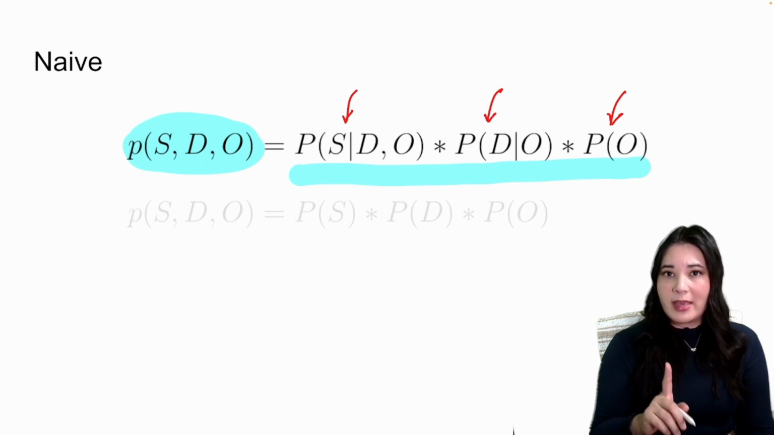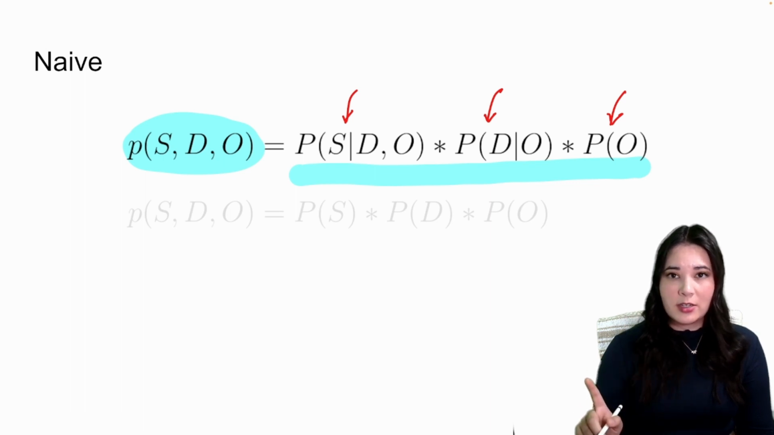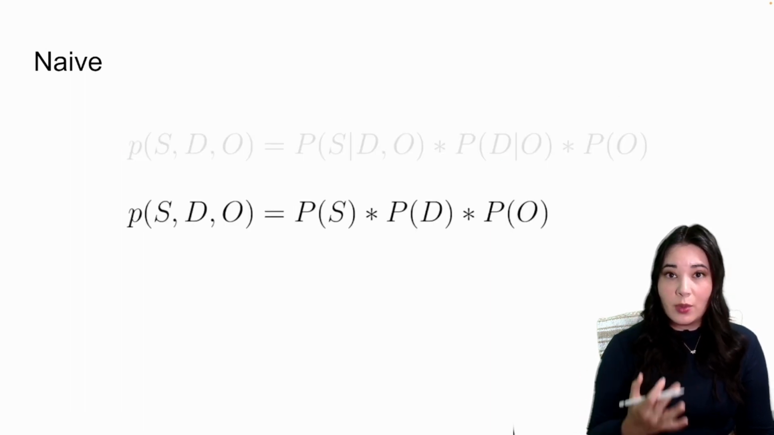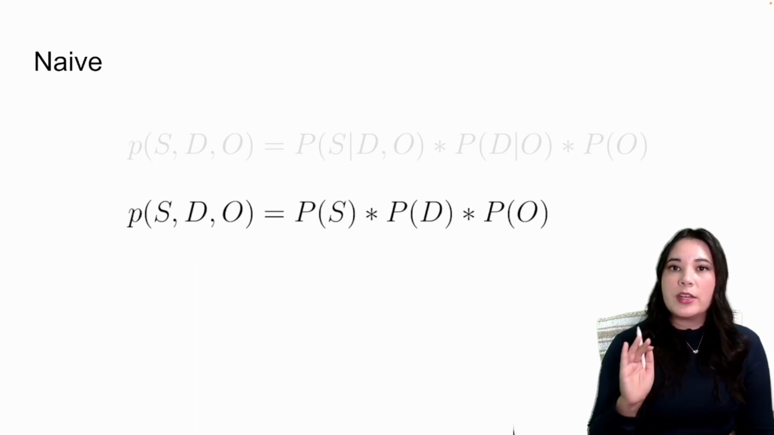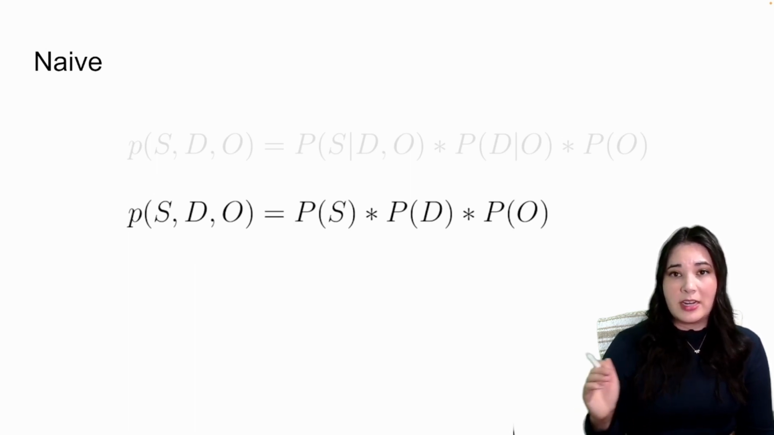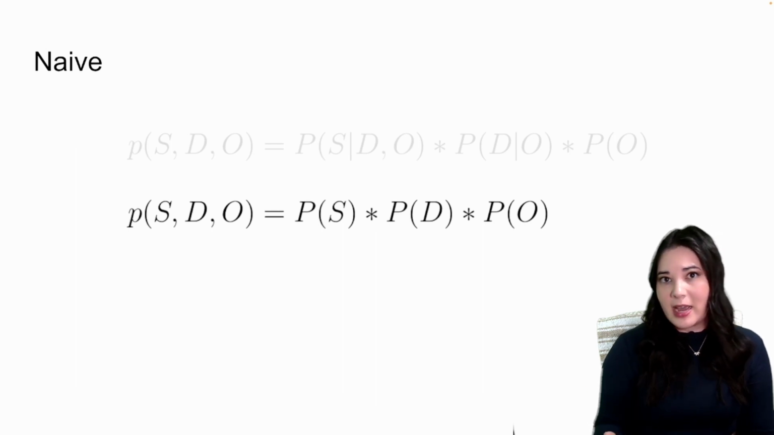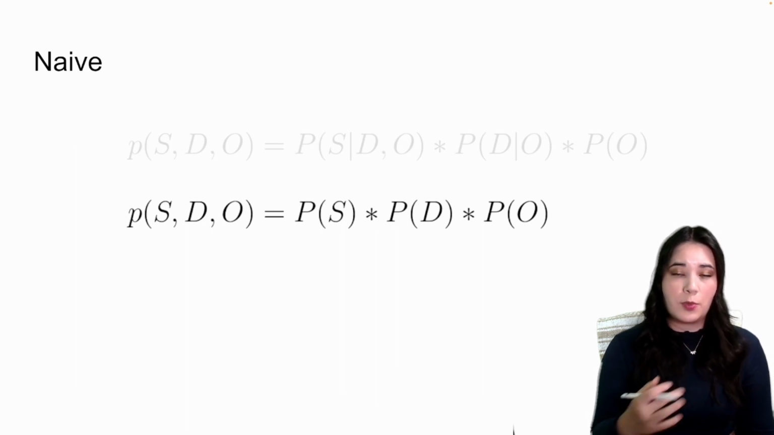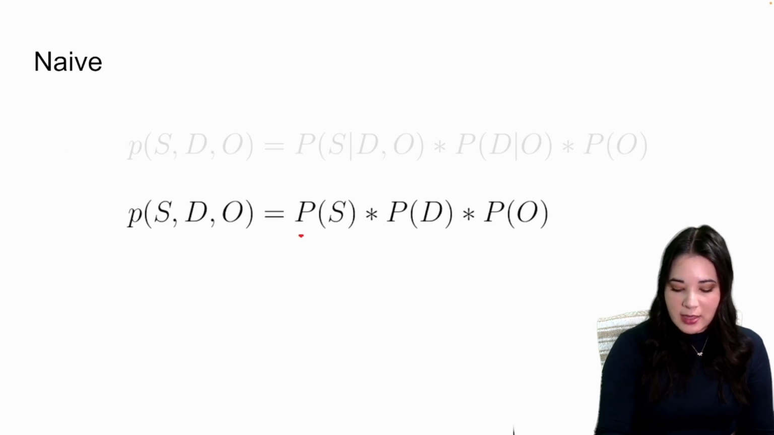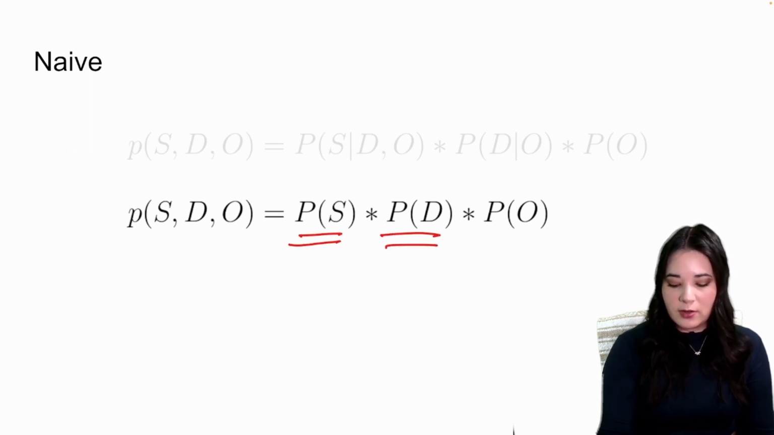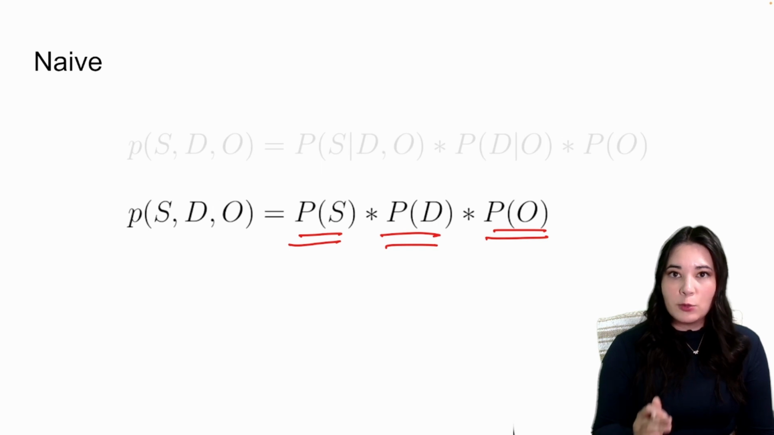But what if we make the incorrect assumption that all of our predictors are independent? Well, then our calculation is a lot easier. If we assume that our predictors are independent, so for instance, being diabetic has no relationship with being a smoker, then what we can do is we can just take the probability of each of our individual predictors and multiply them together. No calculating these complicated conditional probabilities.